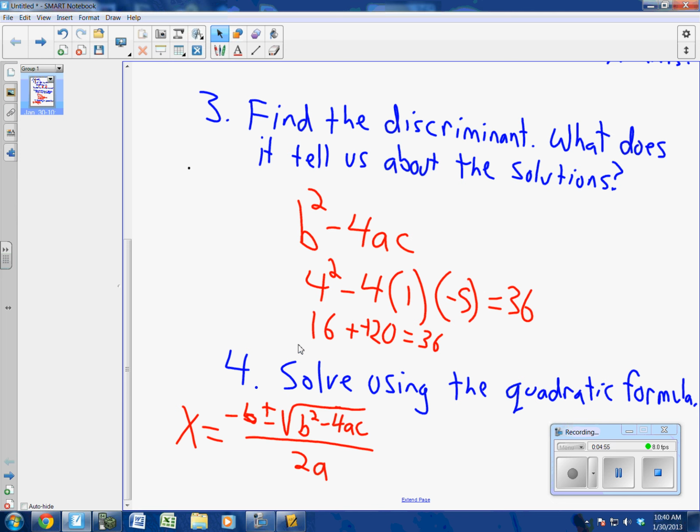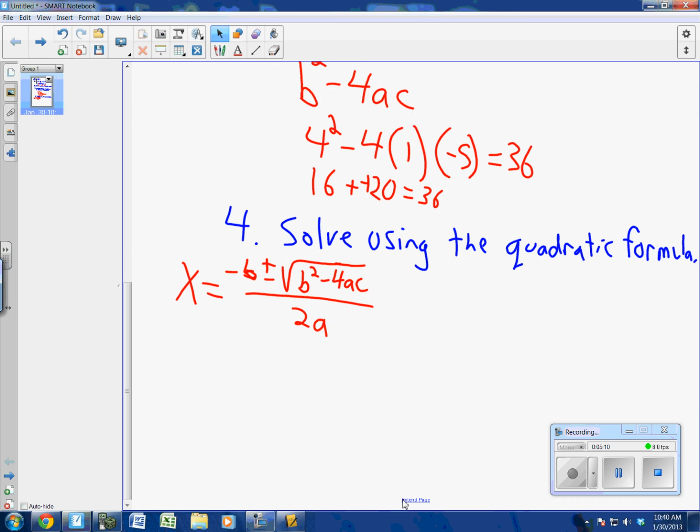X equals negative b plus or minus the square... All right, you guys get to leave early today. Good job. All right, here we go.